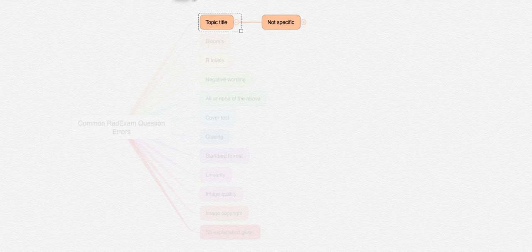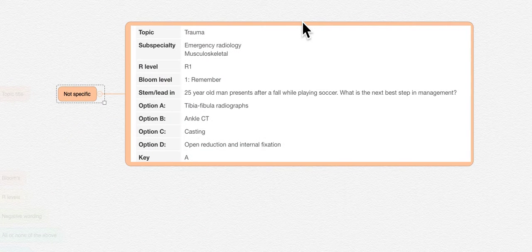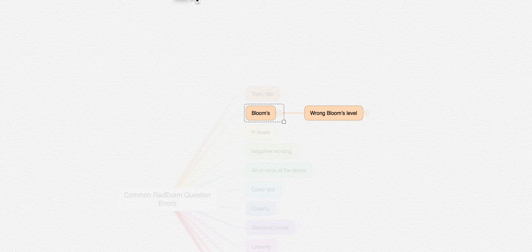The first area is in the topic title, which sometimes is not specific enough. Now, the more specific these are, the more it's going to help us put these exams together. So to show you an example of this, in this question, the topic title was just trauma. We can search on trauma. It's one of our pathophysiological categories, so it'd be more helpful perhaps if this question topic was something about management of this specific fracture.